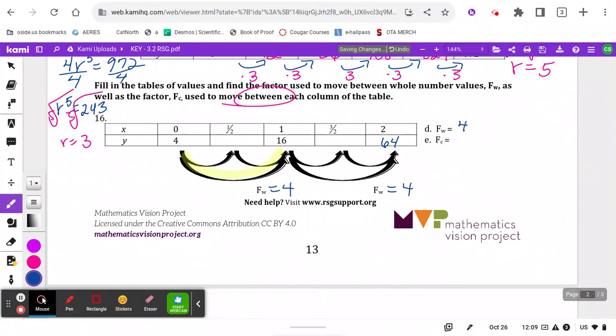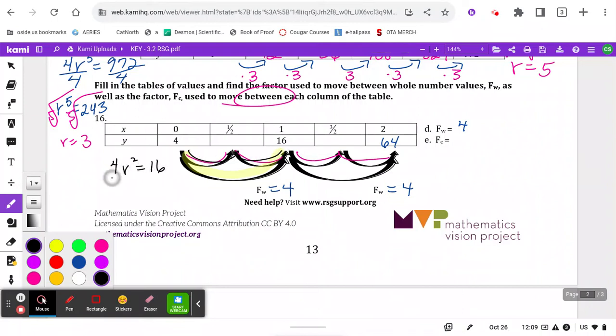Now there's some little jumps in between. We're splitting that 4 up into 2 smaller jumps. So if I use the formula that we just applied above, I would write: begins at 4, with 1, 2 little jumps, r squared equals 16. R squared is 4. Square root both sides, r is 2. So the little jump is just a 2.